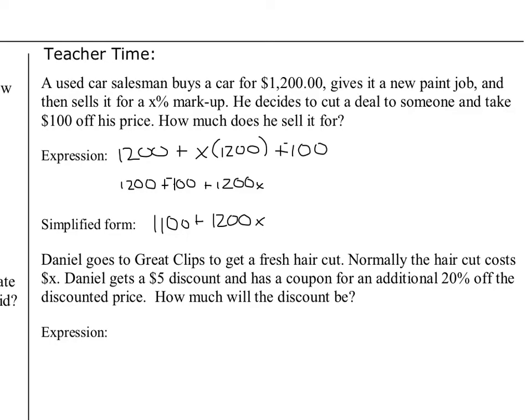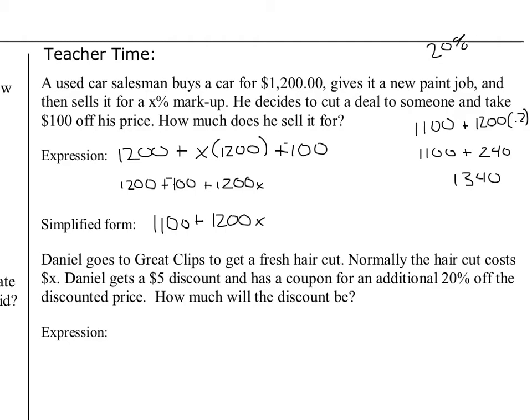Now, just because I want us to understand the real world context here, this is kind of a real world lesson, not necessarily a math one. Let's take 20% and plug that in for x. So that would be 1,100 plus 1,200 times 0.2. 1,100 plus 240. 1,340.